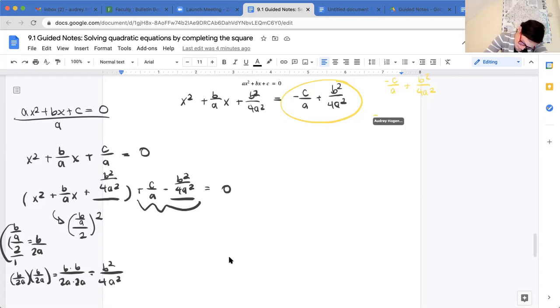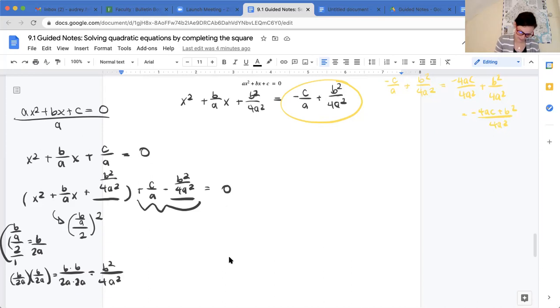So I'm going to need to multiply negative c over a times 4a over 4a, because that's what is missing. So I'll get negative 4ac all over 4a squared. So now I have negative 4ac over 4a squared plus b squared over 4a squared. And that is going to go ahead and equal negative 4ac plus b squared over 4a squared. And that is what the right side of my equation is going to become.